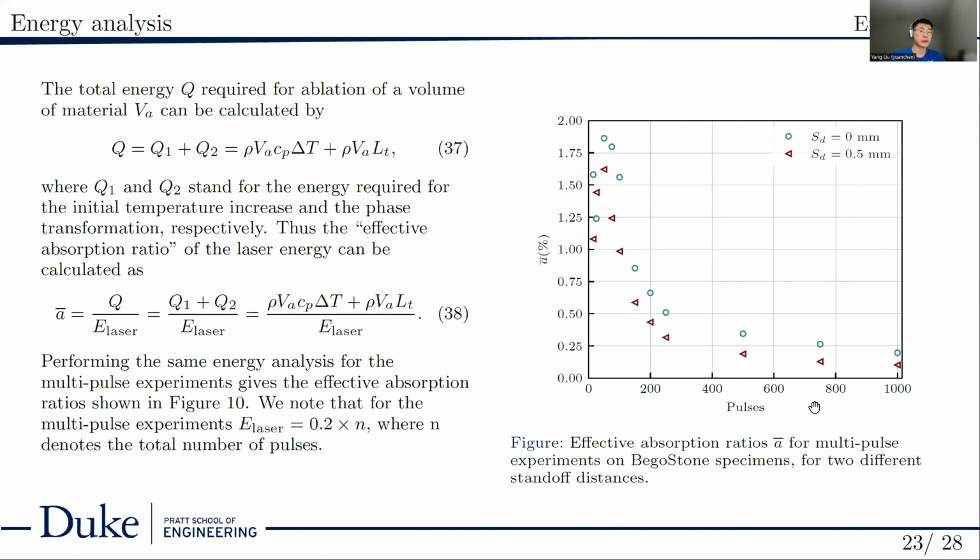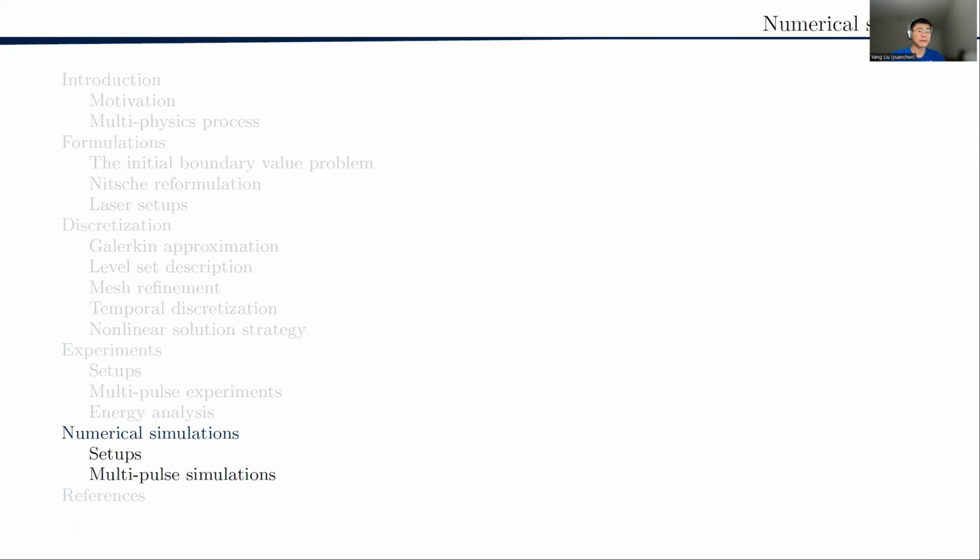Besides the straightforward analysis of the crater volume and area, we also performed a simple energy analysis to estimate what portion of the total laser energy delivered to the sample is absorbed to ablate the material. The total energy needed to ablate the crater consists of two parts, where Q1 stands for the energy needed to raise the temperature of the entire ablated volume uniformly to the melting temperature, and Q2 stands for the phase change heat. So this is a rough estimate. We can calculate the effective absorption, A bar here. And from the figure, we can clearly observe that only a portion of laser energy is needed to ablate the material, which is literally less than 2%. Okay, finally, let's look at the simulation results.